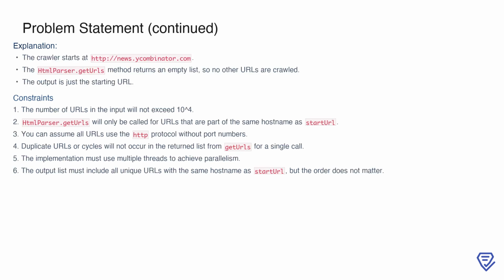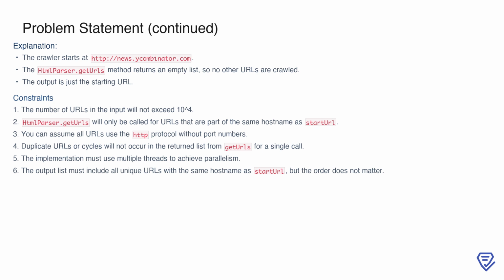Finally, consider the third example where the start URL is http://news.ycombinator.com. When we call htmlParser.getUrls on this URL, it returns an empty list, meaning there are no additional URLs to crawl. Since no other pages are linked, the output is simply the starting URL itself. This case highlights that the crawler should handle scenarios where no further exploration is possible.